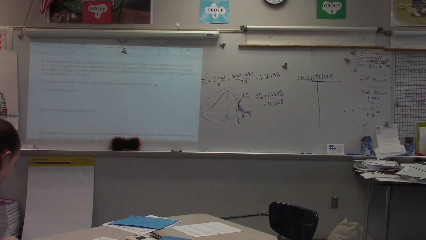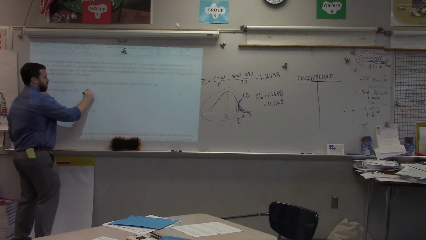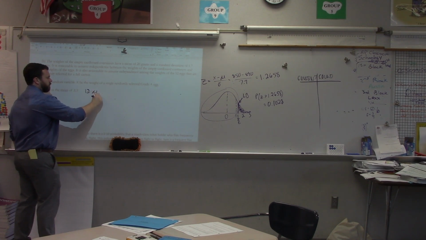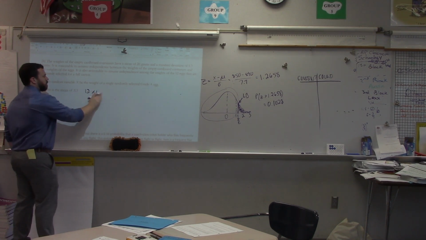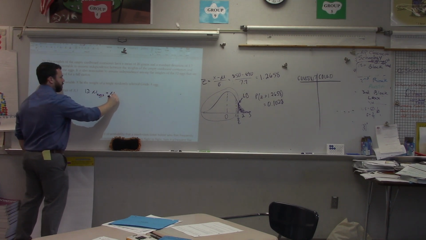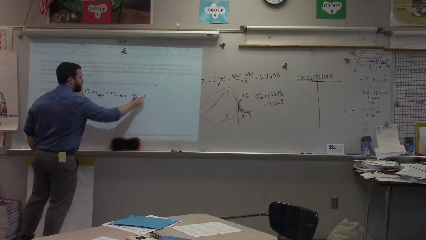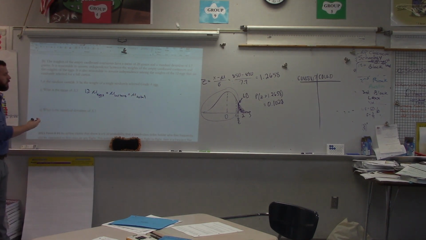I set up an equation, I said 12 times mu sub eggs plus mu of cartons equals mu of total weight. Is that true? If we do 12 times the average of the eggs plus the average of the carton, should that be the average of the total weight that we're looking at? Yeah. What concept is that going towards?